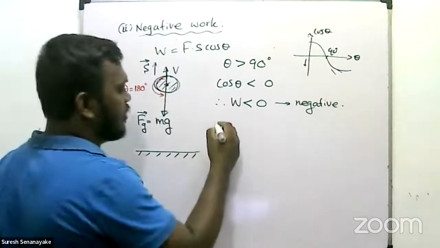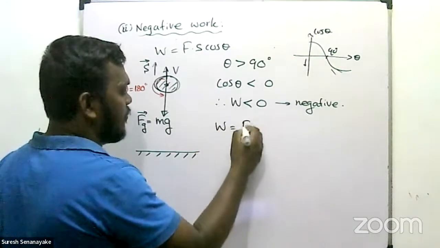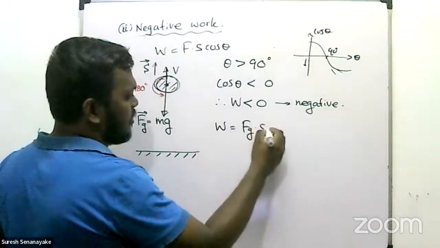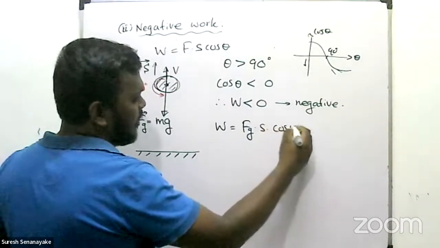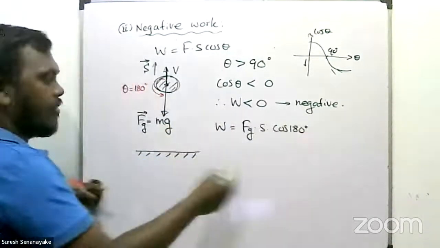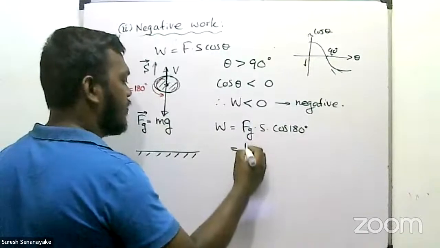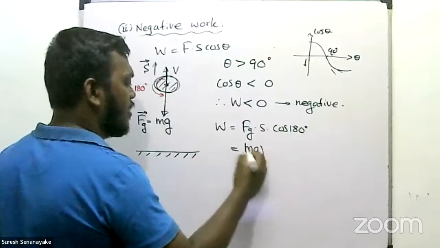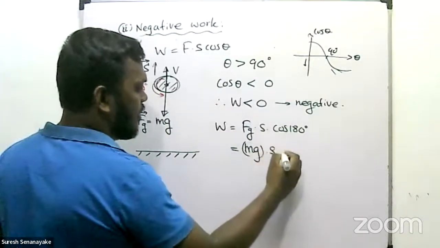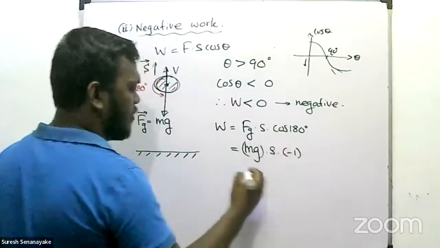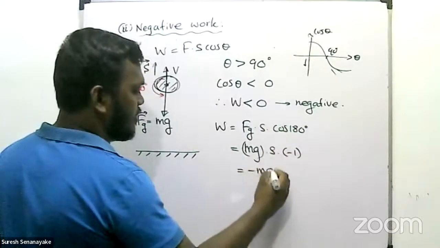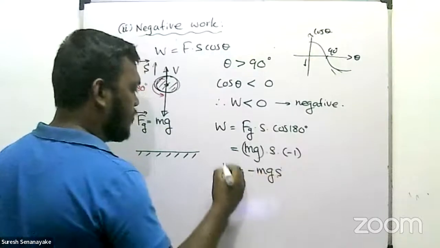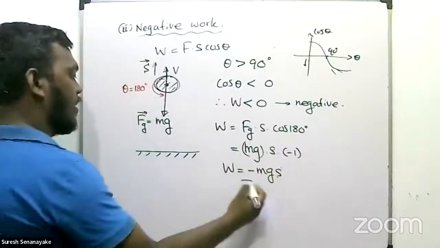Right here, W equals F_g s cos 180. You can draw this diagram and then write this. F_g is mg here. Cos 180 is minus 1. So this is minus mg s. So it's negative.